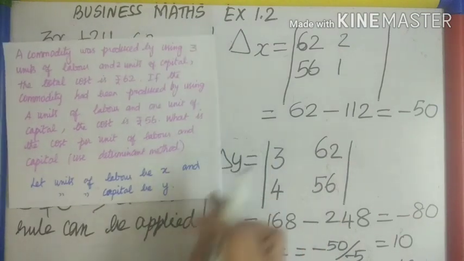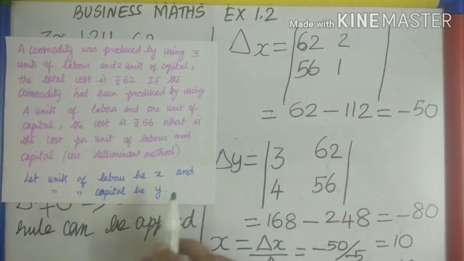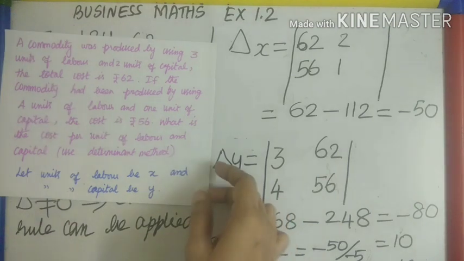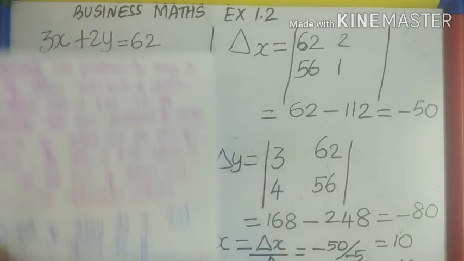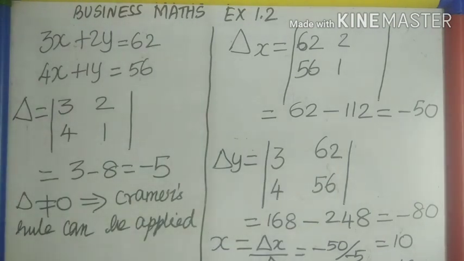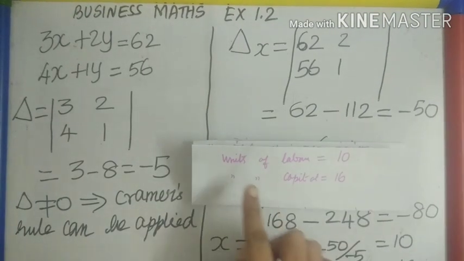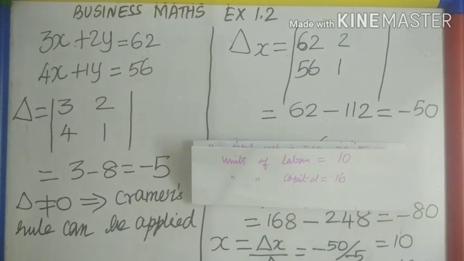Coming back to the question, we have taken x to be the cost per unit of labor and y to be the cost per unit of capital. So take and write the answer. Cost per unit of labor is equal to rupees 10 and cost per unit of capital is equal to rupees 16. So whenever we are completing a statement problem, we have to write the answer.